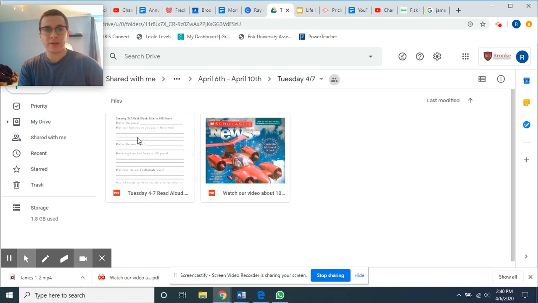So instead, you can either print out these papers right here and do your work on them. You're going to then take a picture of it and upload it to Seesaw, or you can do your work on a blank piece of paper, also take a picture of it and upload it to Seesaw. Either way you do it, we expect it to be handwritten, so that we can practice our writing.